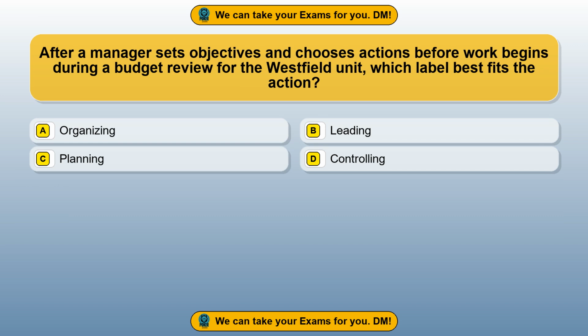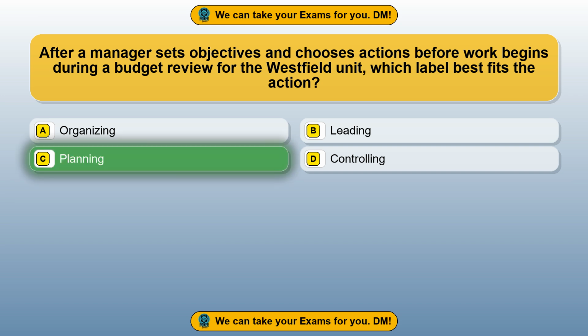Question 89. After a manager sets objectives and chooses actions before work begins during a budget review for the Westfield unit, which label best fits the action? Option A, organizing. Option B, leading. Option C, planning. Option D, controlling. The correct answer is option C, planning.